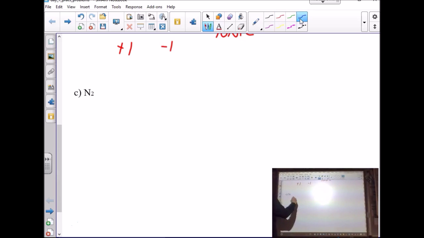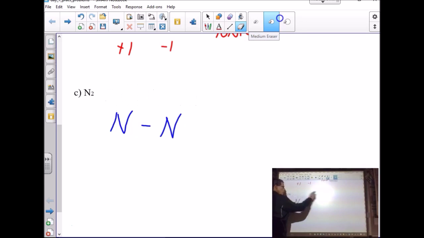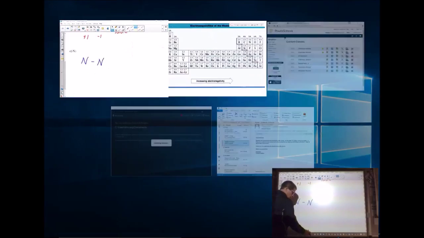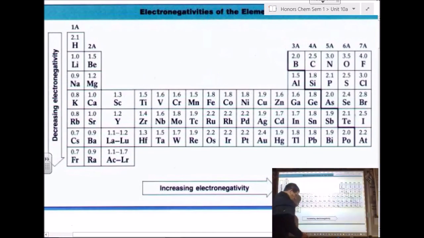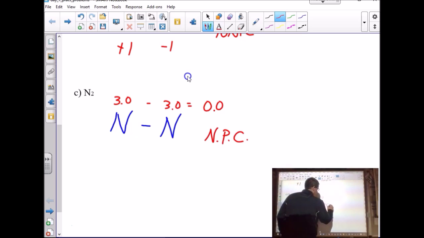And then let's look at N2. So I've got a nitrogen and a nitrogen. And nitrogen has a value of 2.5 or 3.0? Nitrogen's 3.0? 3.0, okay. However, this has a difference of 0. So what type of bond do we have? Nonpolar covalent. So that means that they are sharing these electrons equally.